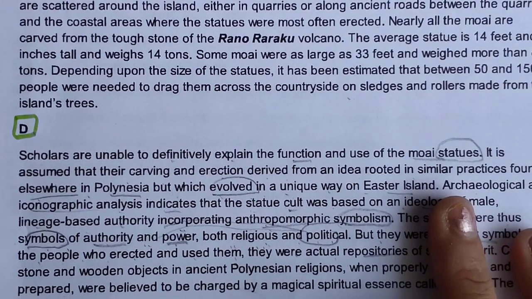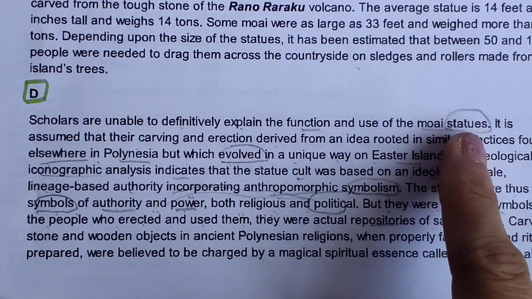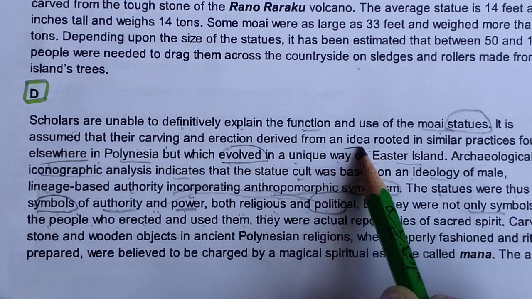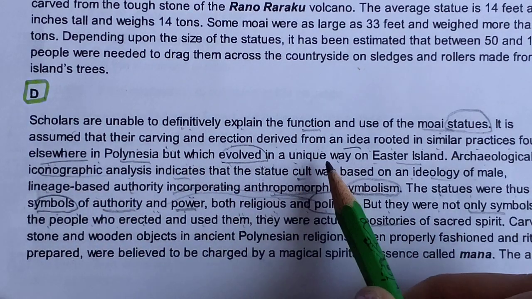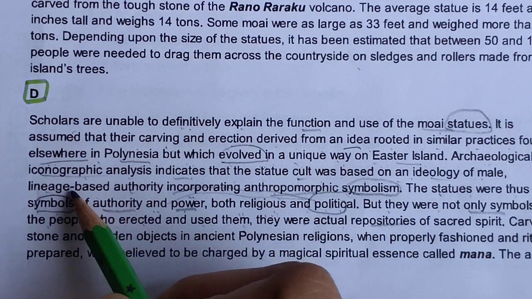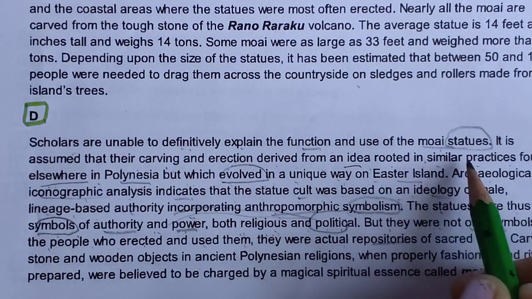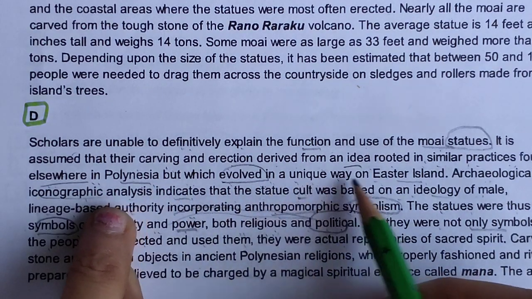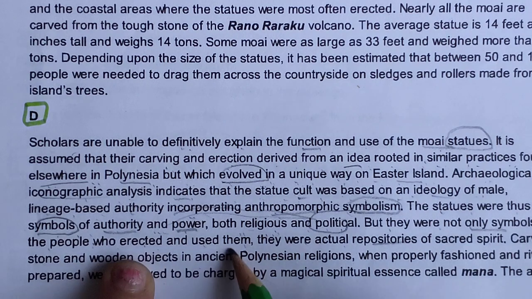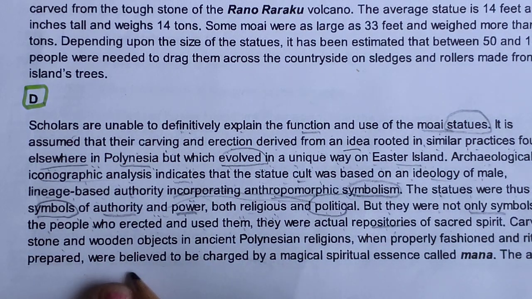So the IELTS reading writer is so smart. They have given the answers from the paragraph where we have found the questions. Scholars are unable to definitely say. Okay, Moai statues, it is assumed that their carving and erection derived from ideas rooted in similar practices found in Polynesia, which evolved in a unique way on Easter Island. Archaeological analysis indicates that the statue cult was based on an ideology of male symbols. We need to find whether they were finished or not. The statues were the symbols of this to the people who erected and used them. They were actual repositories of sacred spirit, who, properly fashioned and prepared, were believed to be charged.